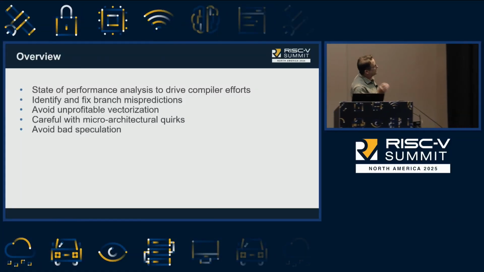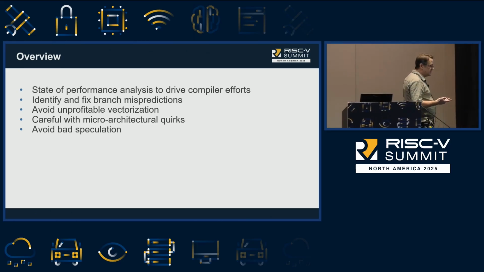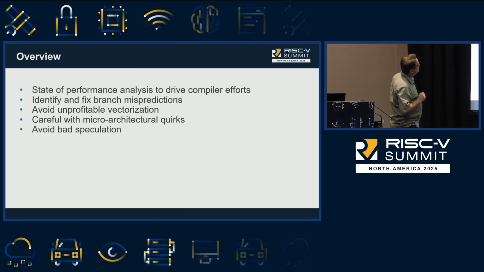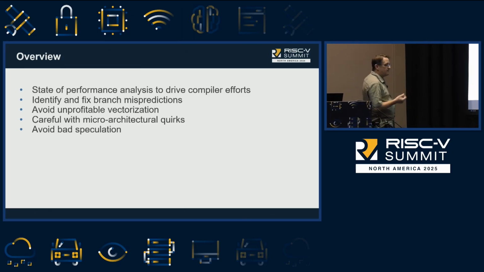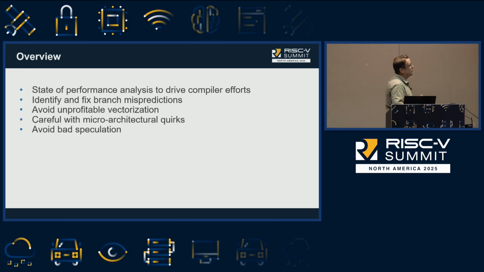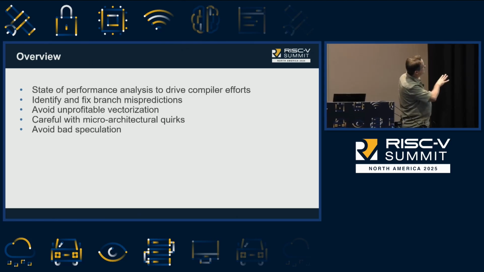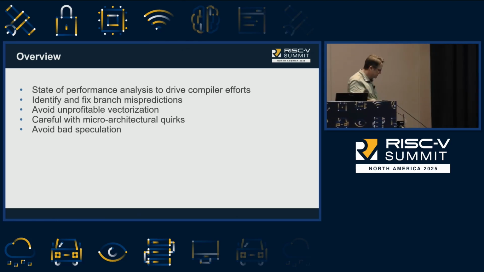So we'll touch on the state of performance analysis for RISC-V, talk about a few examples of branch mispredictions we're finding with more modern performance analysis tools, unprofitable vectorization cases, and a couple of caveats we need to be aware of in the microarchitectural space. And I don't know if we'll get to it. We are kind of short on time, but avoiding bad speculation is an interesting problem as well.